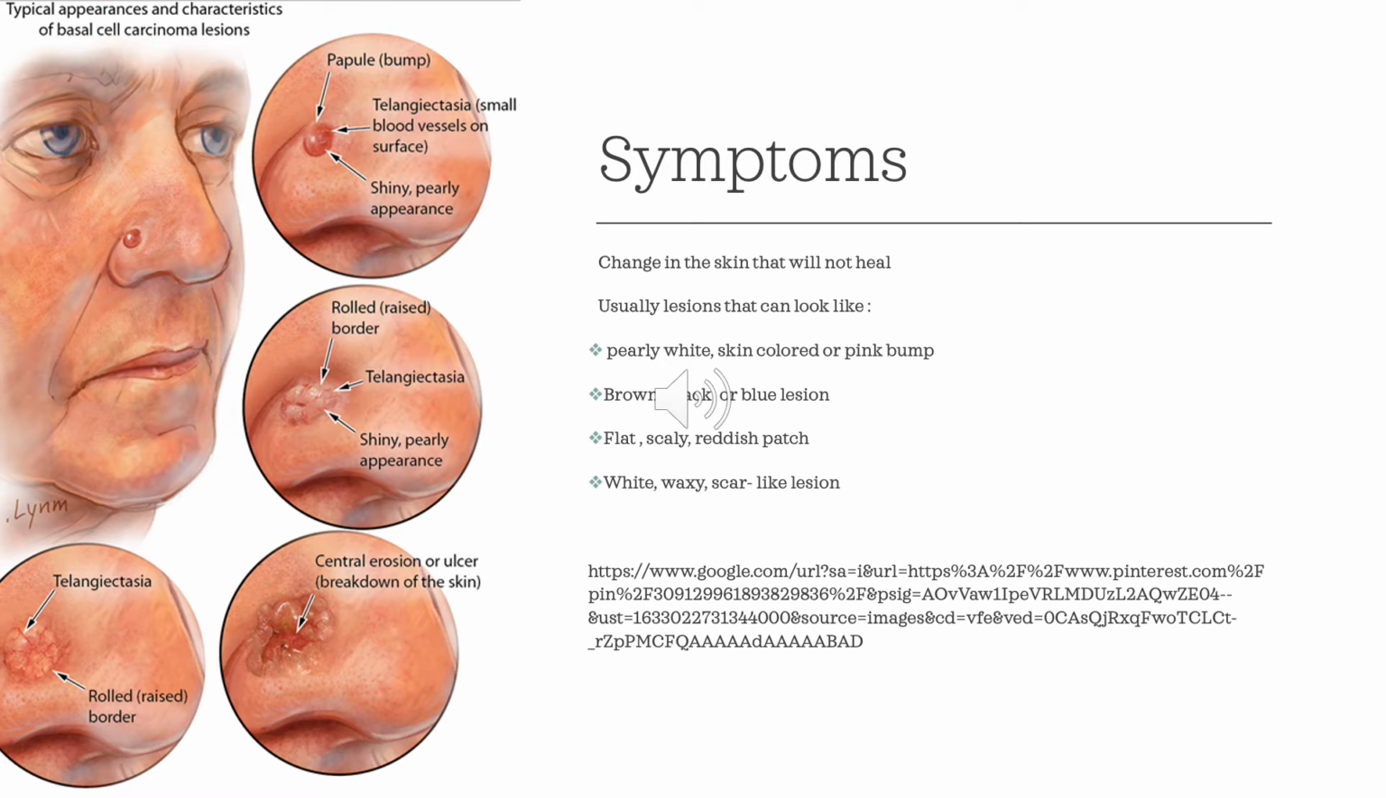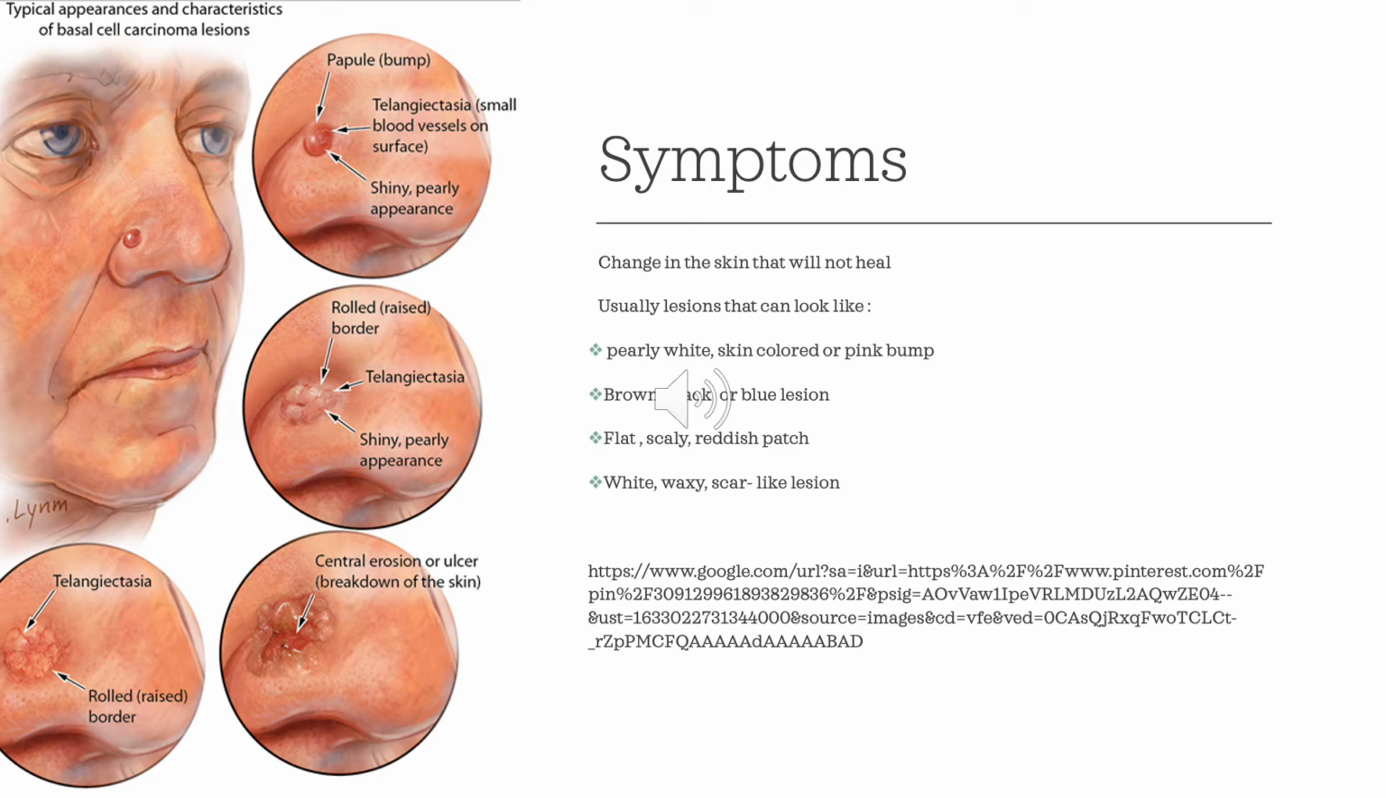Some symptoms of basal cell carcinoma usually are a change in the skin that will not heal. These could look like a pearly white, skin colored, or pink bump, a brown, black, or blue lesion, a flat, scaly, or reddish patch, or a white, waxy, scar-like lesion.